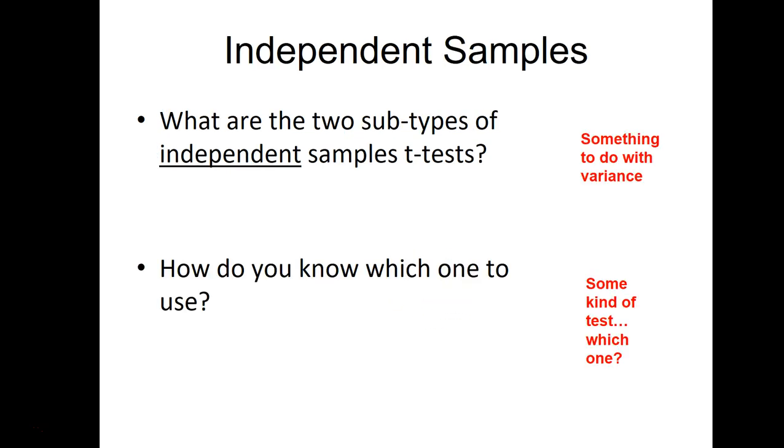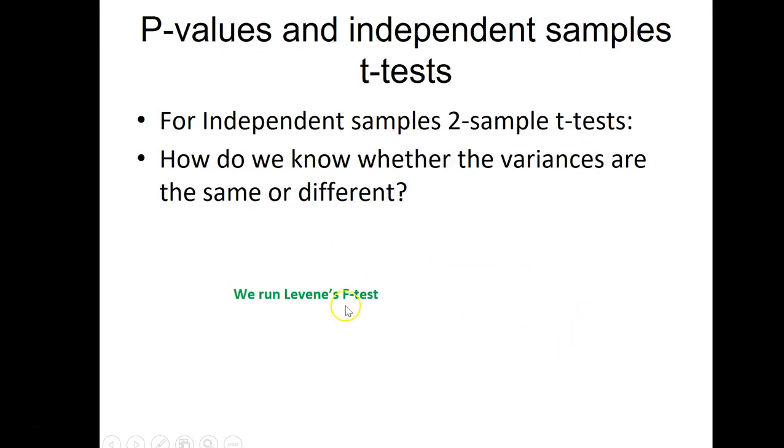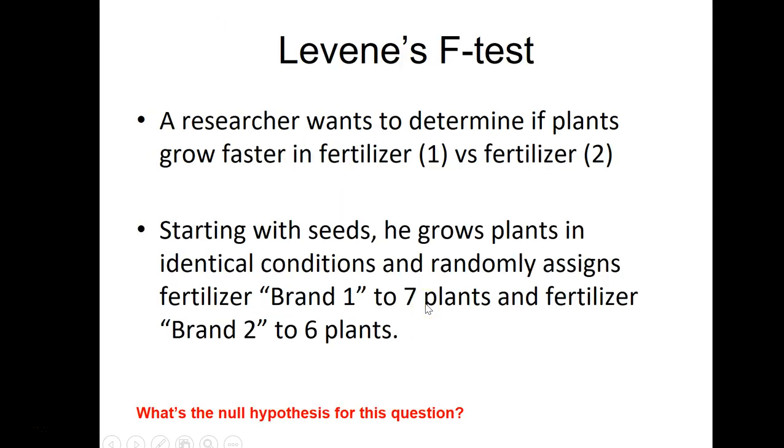So, with the independent samples t-test, the ones in which we're testing two unrelated samples, so the morning stats class versus the evening stats class. There are two types of these independent samples. What are the two types? Something to do with variance. So the variance is the same, or the variance is different. How do I know which one to use? Some kind of test. Which test? This thing called Levene's F-test. So if we are going to use the independent samples t-test, we need to know if the variances of the two samples are different or the same, and Levene's F-test tells us that.